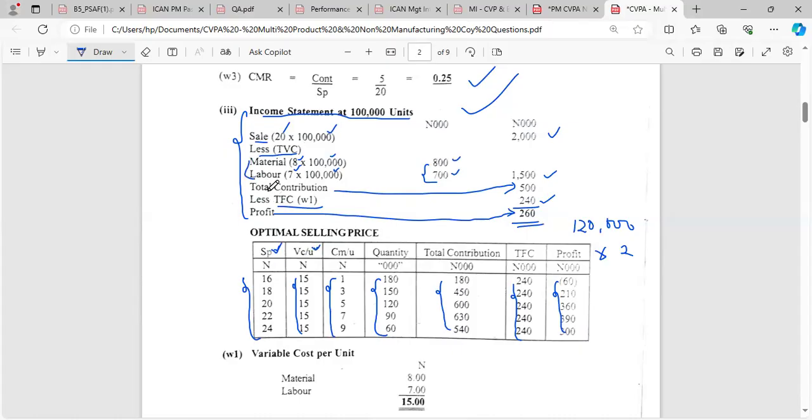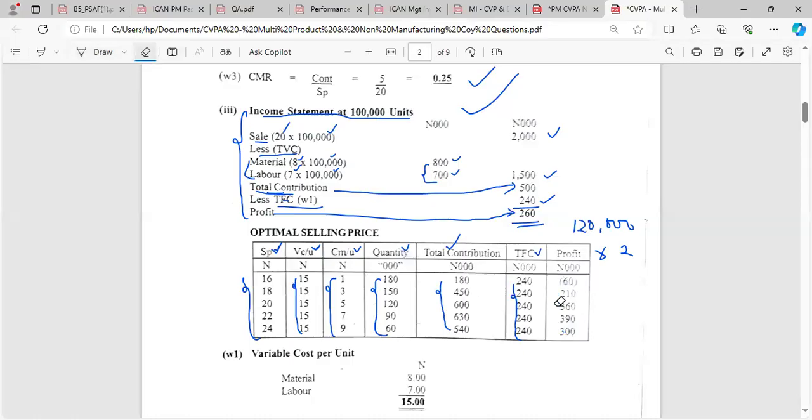You see this total contribution, we need to get contribution per unit first and multiply it by quantity to get total contribution. So this is the total contribution. Then this less fixed cost of 240,000. This is the fixed cost here, 240,000. Then these are the profits.